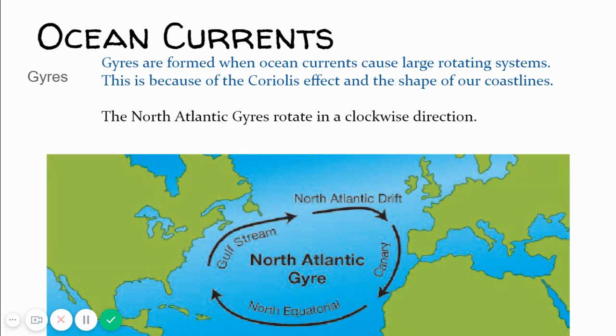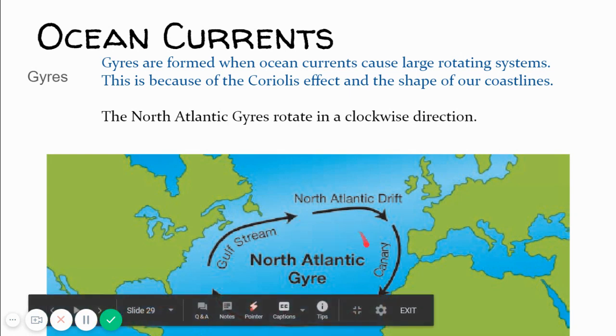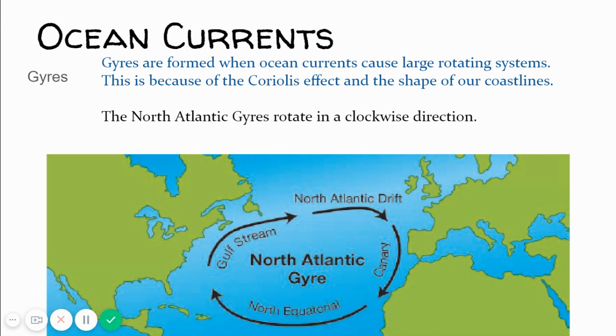And the northern gyres rotate in a clockwise direction. If you look at the clock in Mr. Jensen's classroom, you'll see that it's going clockwise. That's the way that the clock spins, remember? This is the way that this gyre spins. However, counterclockwise happens south of the equator. So north of the equator, clockwise. South of the equator, counterclockwise.